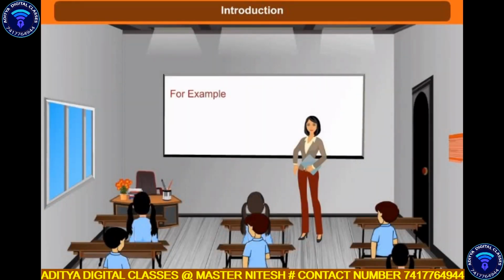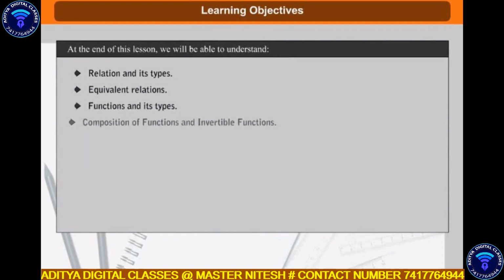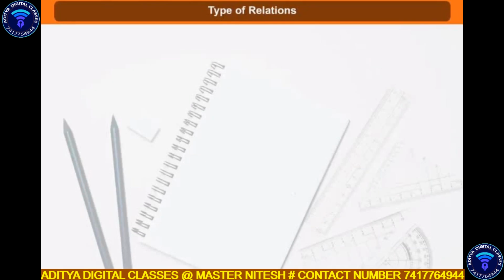For example, a relation R belonging to A cross B represents that A is the brother of B. At the end of this lesson, we will be able to understand relation and its types, equivalence relations, functions and its types, composition of functions and invertible functions, and binary operations.